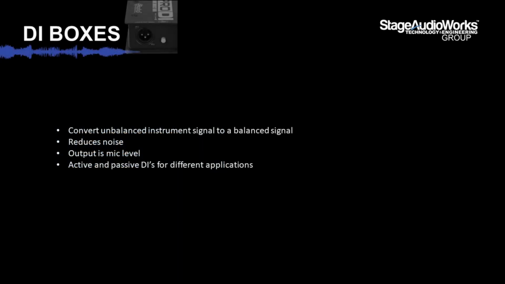So a DI's primary function is to convert an unbalanced instrument signal to a balanced signal, so that the instrument can be fed to the PA system or recording device or whatever it is. So knowing what we do about balanced and unbalanced cables, the primary advantage of using a DI box versus connecting an instrument directly is noise reduction. The output from a DI box is mic level. And one of the advantages of this is it allows a DI box to operate happily alongside mic signals in a snake or a mult without crosstalk due to one signal being louder than the other.